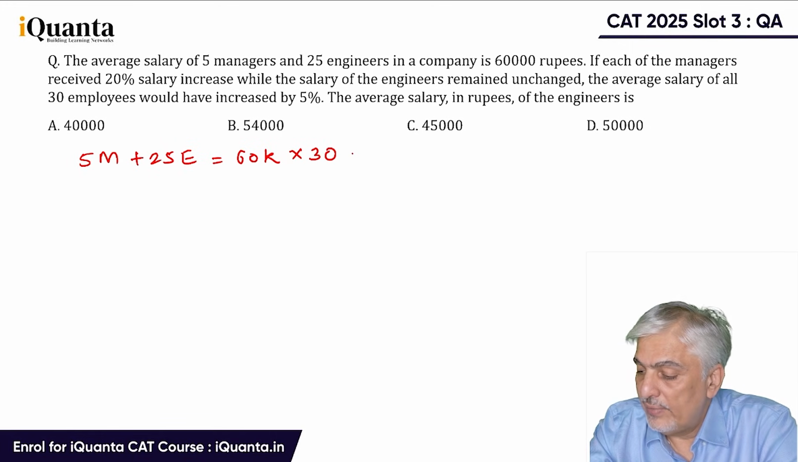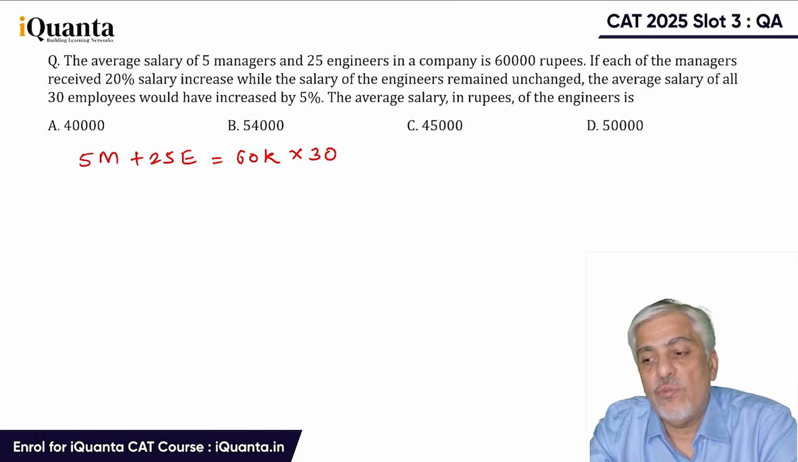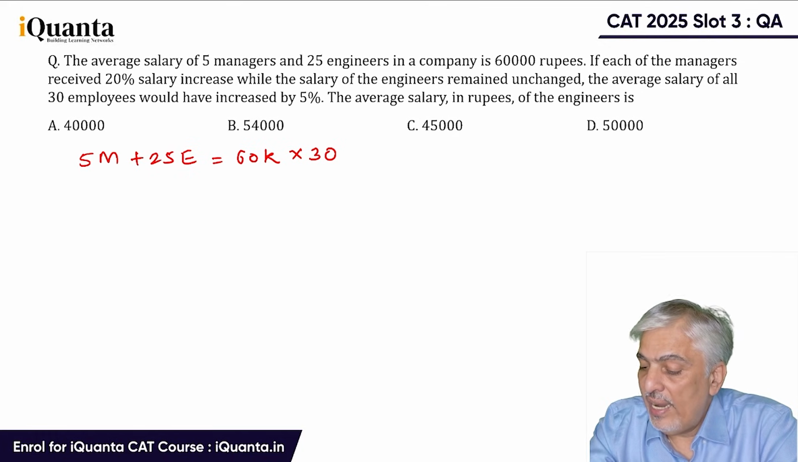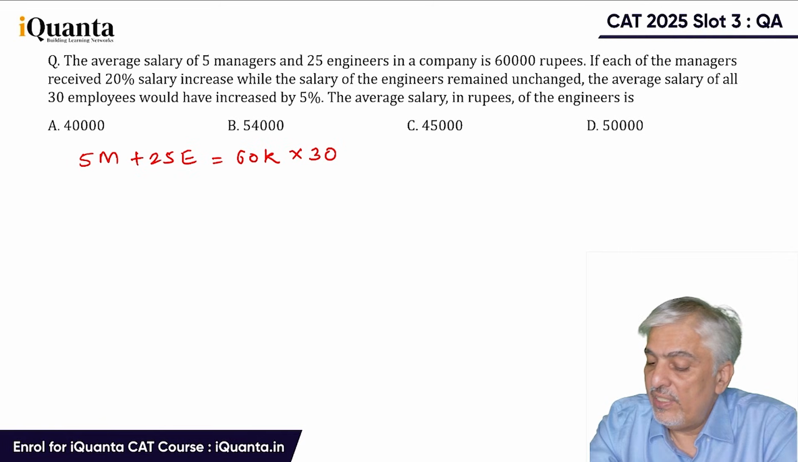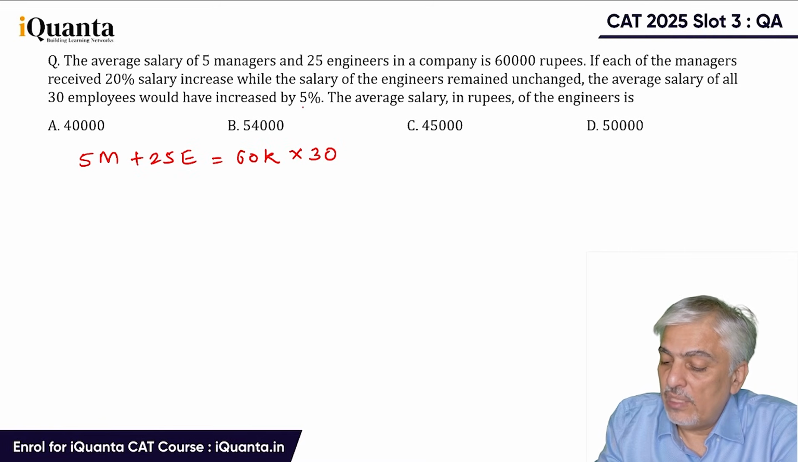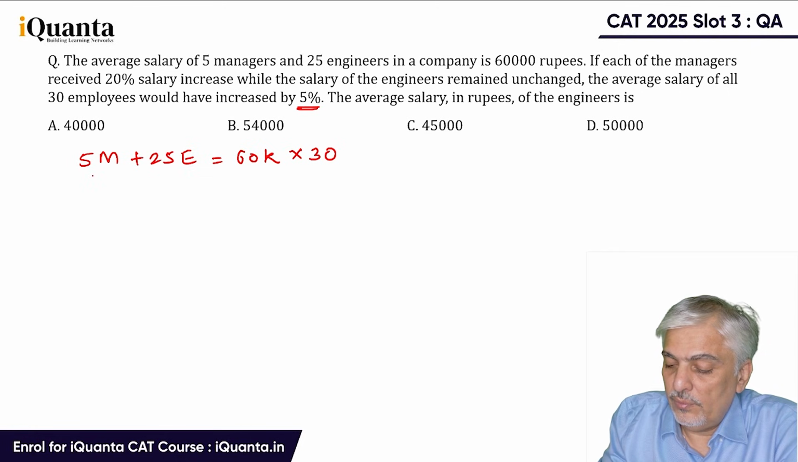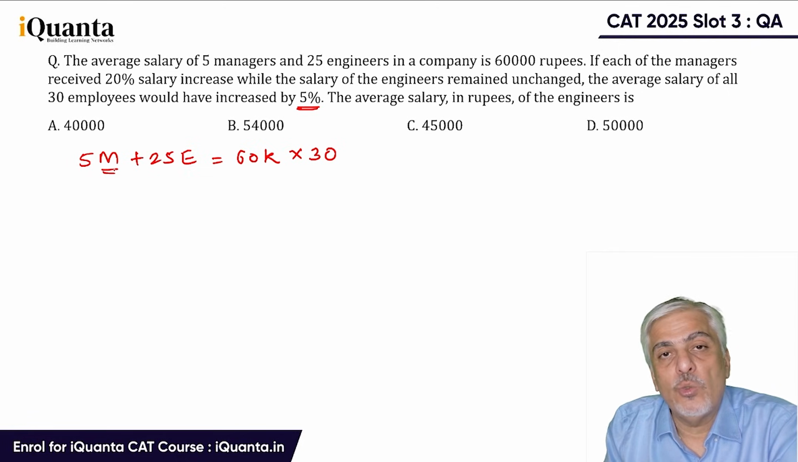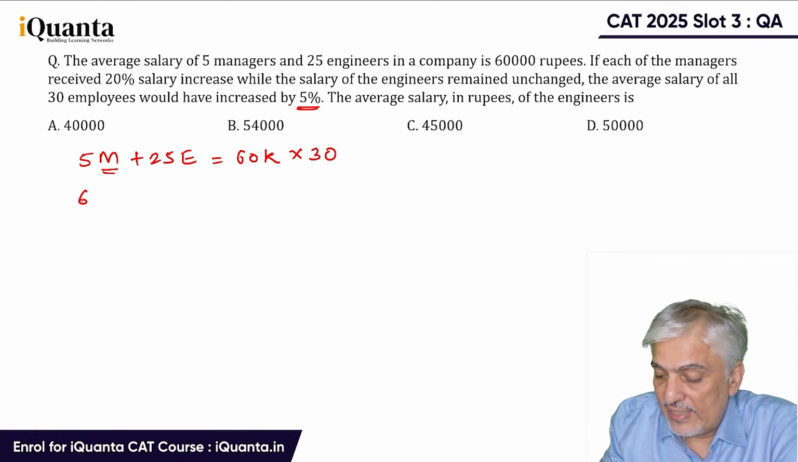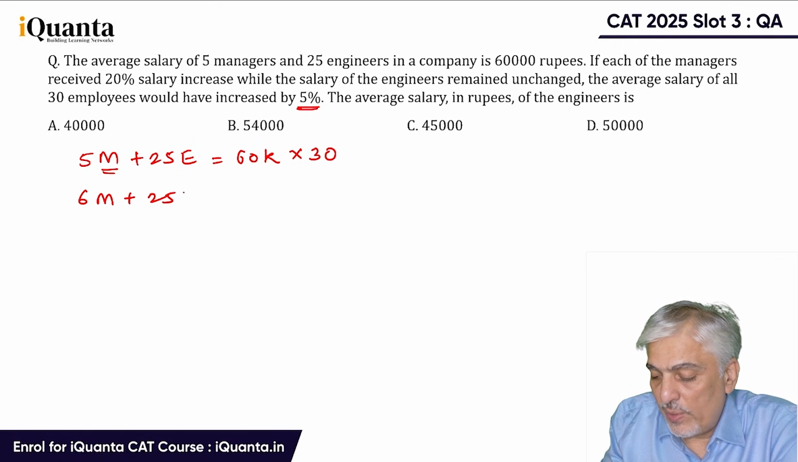Equation number 1. If each of the manager received 20% salary hike and the engineers' salary remained the same, then the average salary of the 30 employees will increase by 5%. So M will become 1.2M. So 1.2M into 5 will become 6M. This remains 25E. This is increasing by 5%.